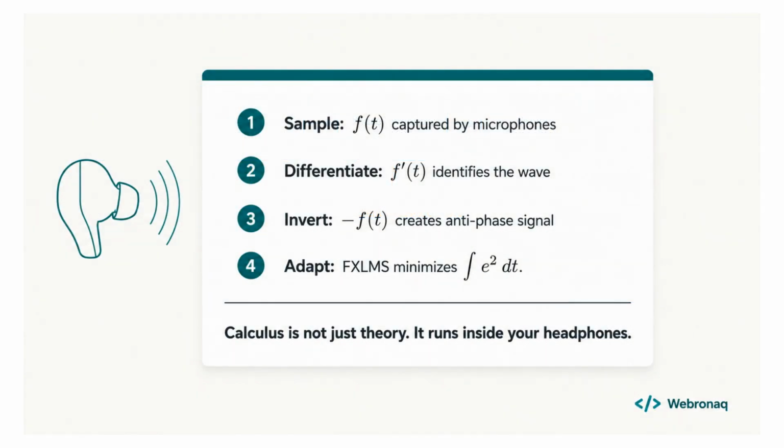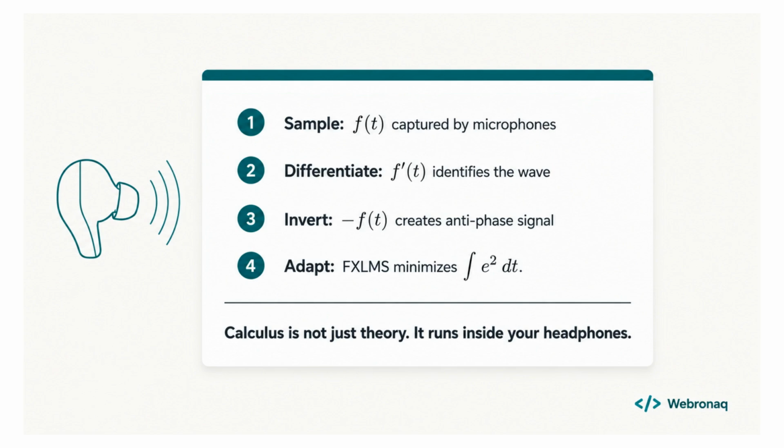Let me show you how neatly this all connects. Every time you press that ANC button, 4 calculus-driven steps fire in sequence. 1. The microphones sample the ambient pressure and model it as f of t. 2. The DSP differentiates f of t to read the wave's shape and frequency in real time. 3. The signal is multiplied by -1, producing the anti-phase wave -f of t. 4. The FXLMS algorithm integrates the squared error and uses gradient descent to refine everything continuously. Those 4 steps, sample, differentiate, invert, adapt, are derivatives, integrals, and optimization working in perfect coordination.